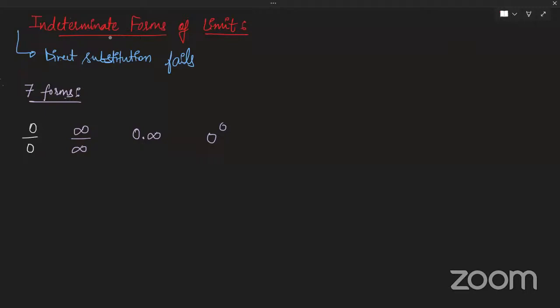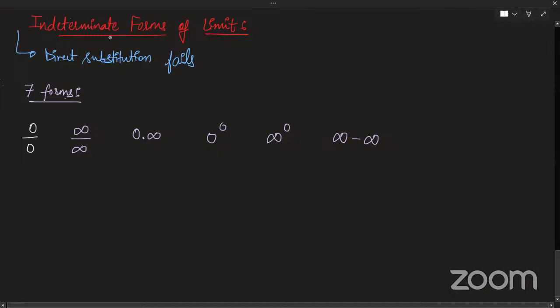So see, 0 by 0 is not defined. Same thing, infinite divided by infinite is not 1. 0 multiplied by infinite is just a part of this. Then we have 0 raised to 0, then infinity raised to 0, then infinite minus infinite, and at the last we have 1 raised to infinity. You have studied this in college, I guess.